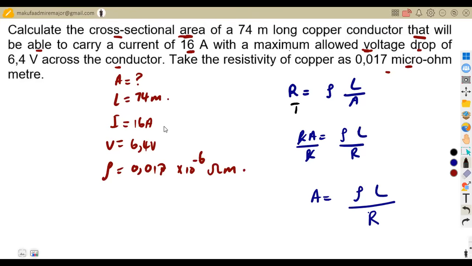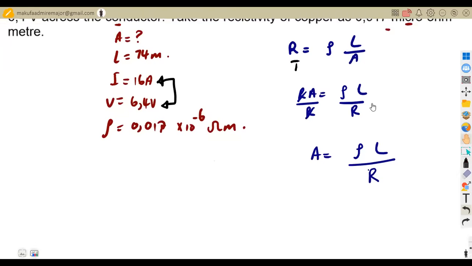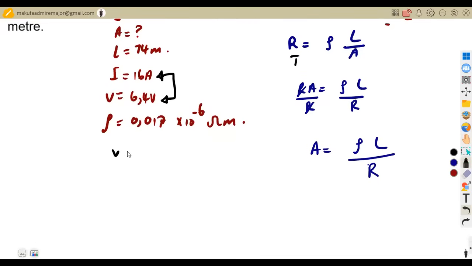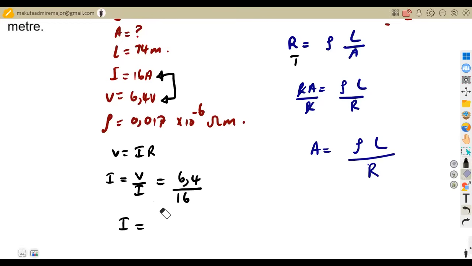So where are we going to obtain the resistance? We have the voltage and the current that we are given. From voltage and current, we know that voltage is current times the resistance. Therefore, the resistance is going to be voltage over current, which is 6.4 over the current of 16. So our resistance is voltage over the current in this case. What is that going to give us at the end? All right, let us check on our calculator.